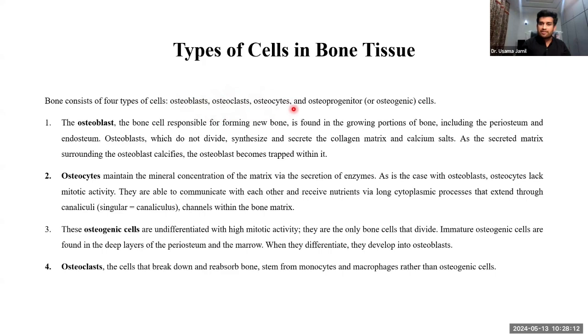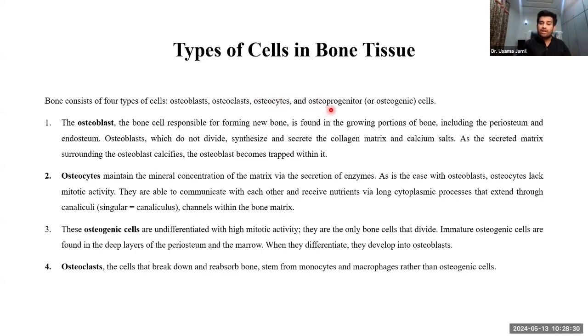Then there are osteocytes. These are mature bone cells that get trapped in the matrix of the bone, which means there are calcium deposits, and in between the calcium deposits, there are cells present in the bone that are called osteocytes. These are mature bone cells.